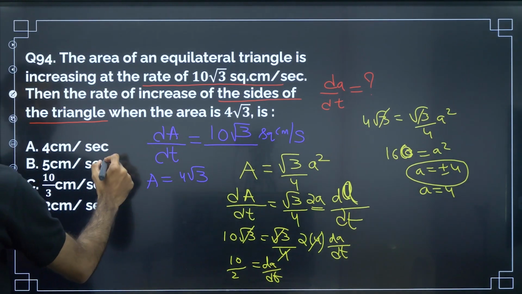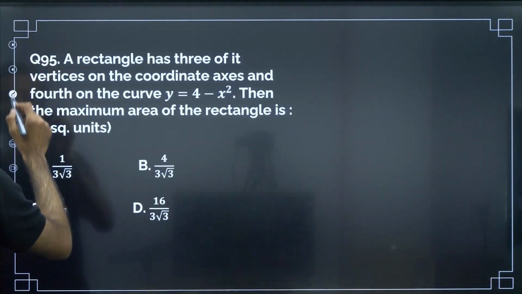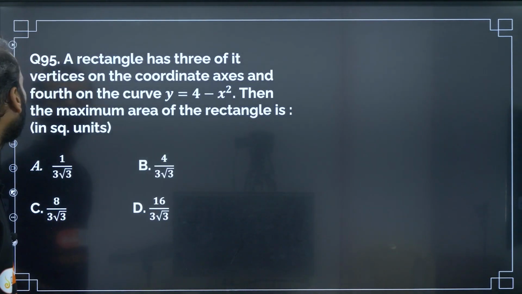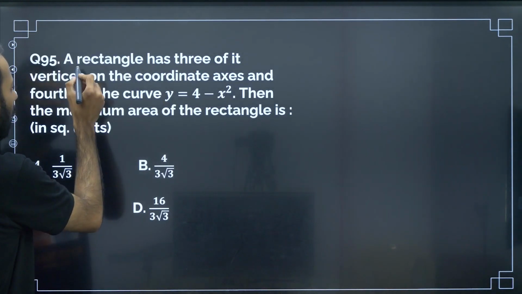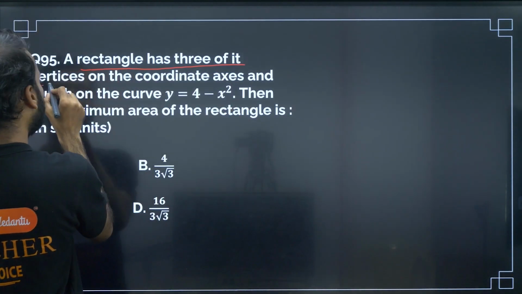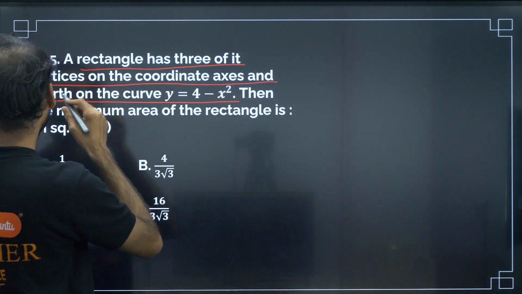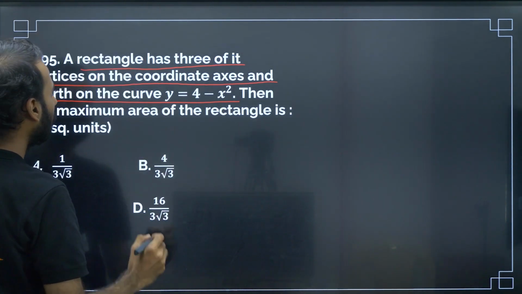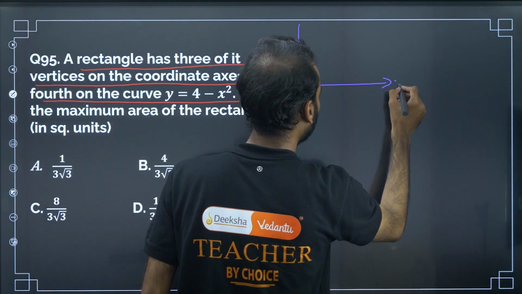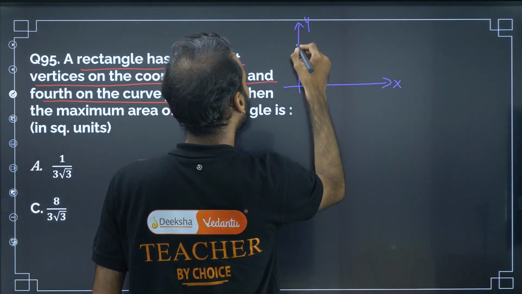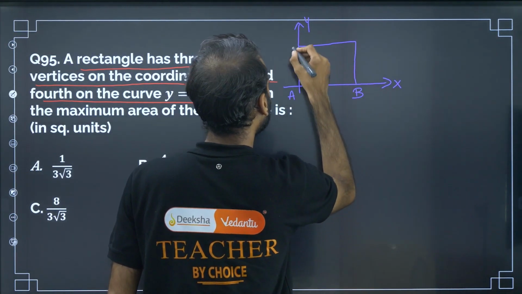Moving on to next question. The rectangle has 3 of its vertices on the coordinate axis and the 4th on the curve. Let me draw the diagram for this. So there is one rectangle which has 3 of its vertices A, B, C.